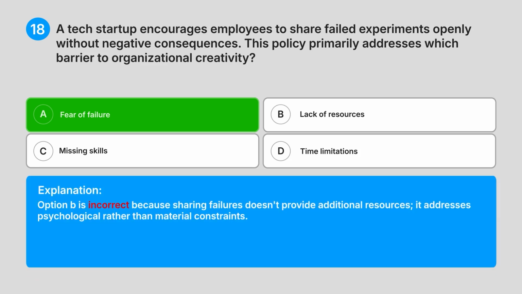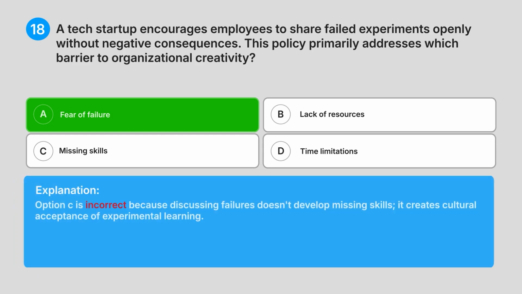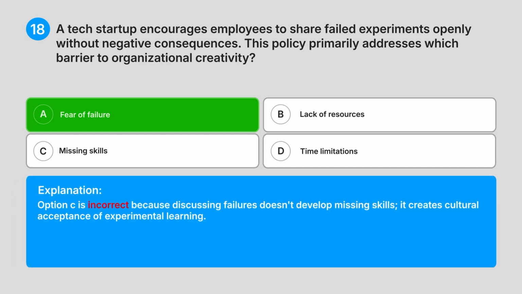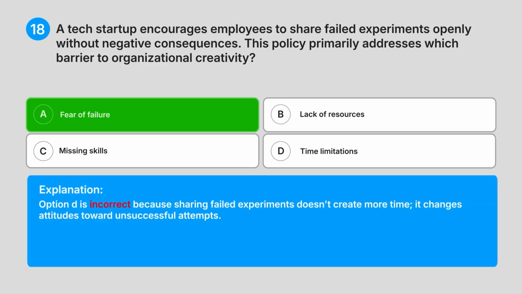Option B is incorrect because sharing failures doesn't provide additional resources. It addresses psychological rather than material constraints. Option C is incorrect because discussing failures doesn't develop missing skills. It creates cultural acceptance of experimental learning. Option D is incorrect because sharing failed experiments doesn't create more time. It changes attitudes toward unsuccessful attempts.